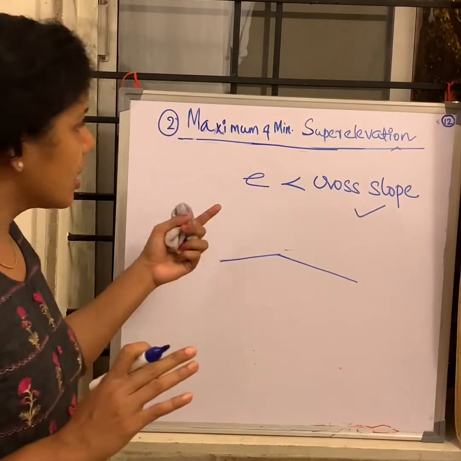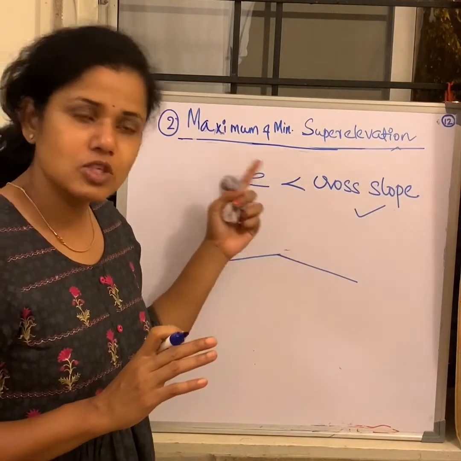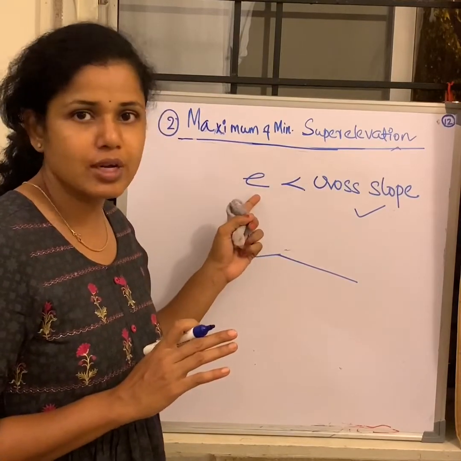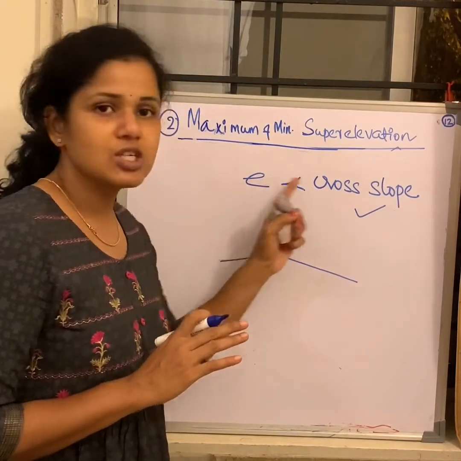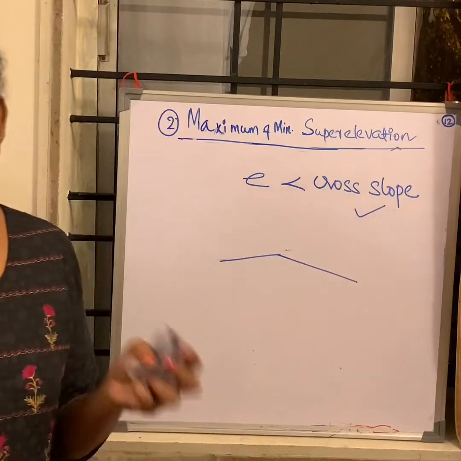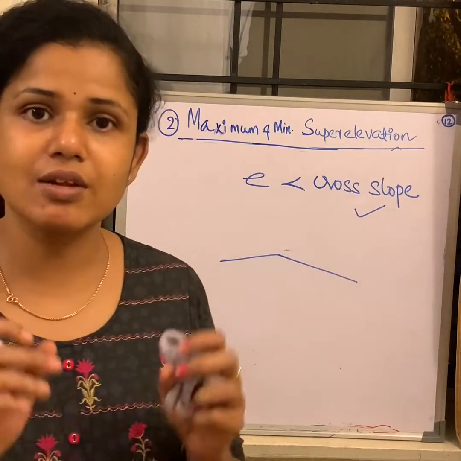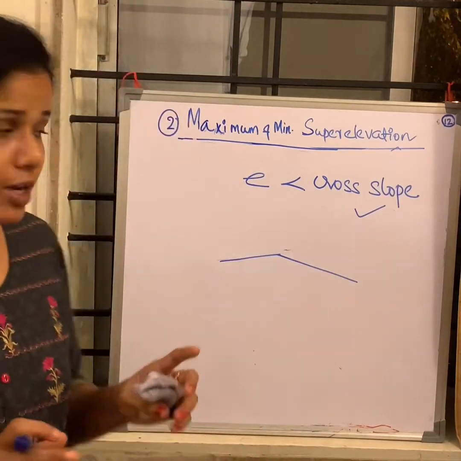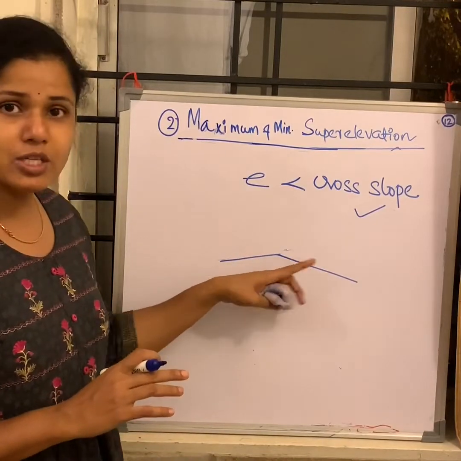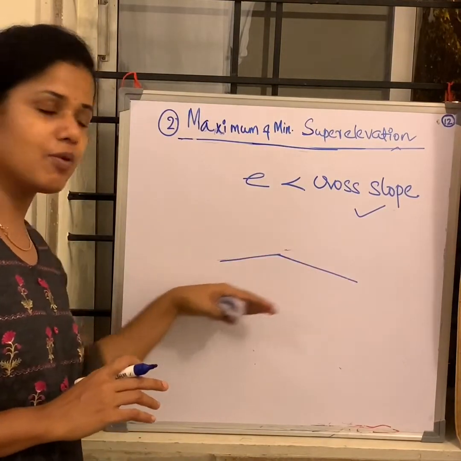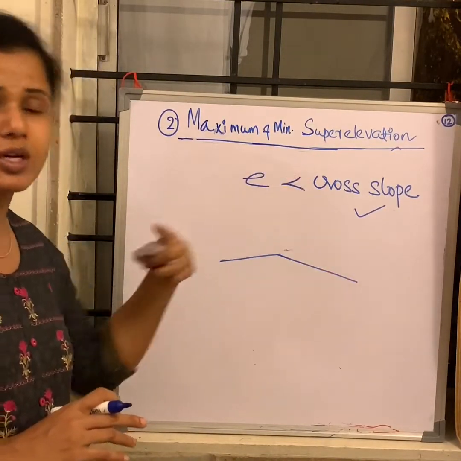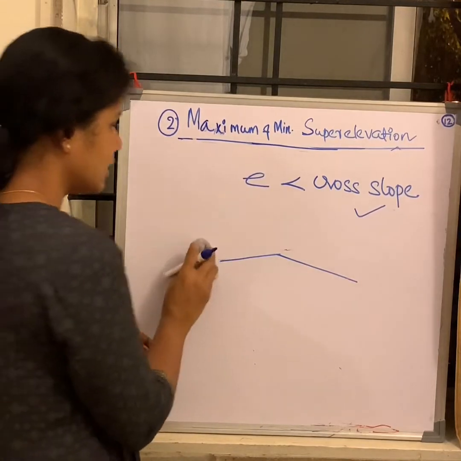So just consider what the cross slope is, and check it against the design value you are getting. If your design super elevation is less than the cross slope, you can take the cross slope itself as the super elevation value. But make sure that the crown has been eliminated and you provide a uniform cross slope from outer edge to inner edge. This is one of the criteria.